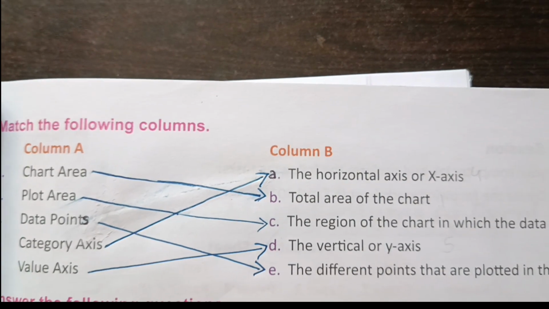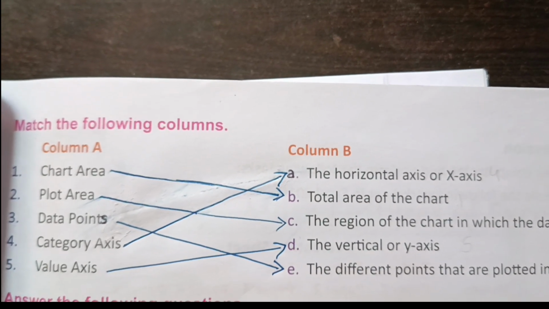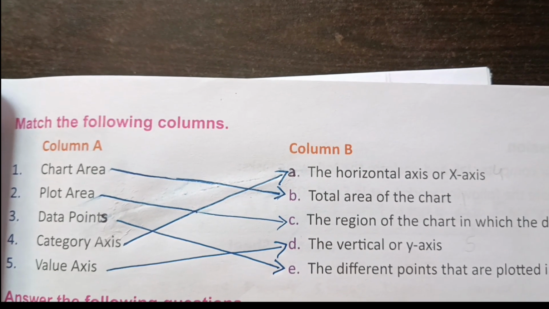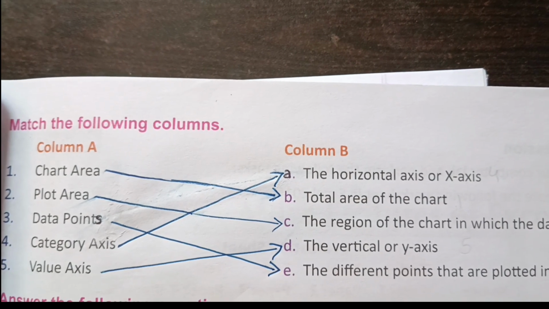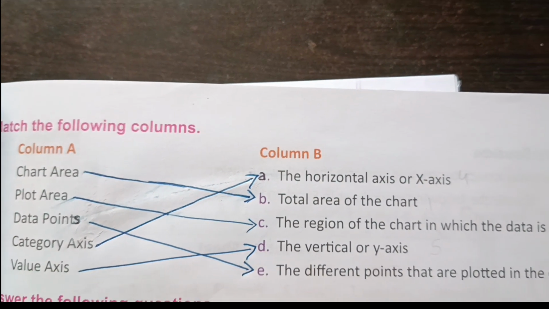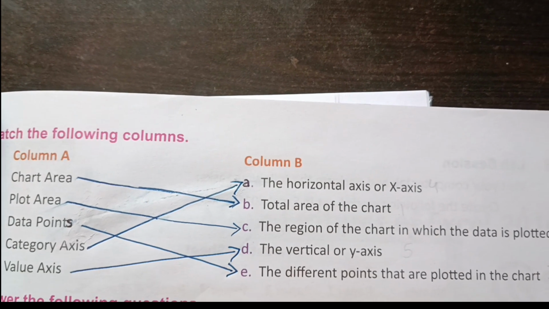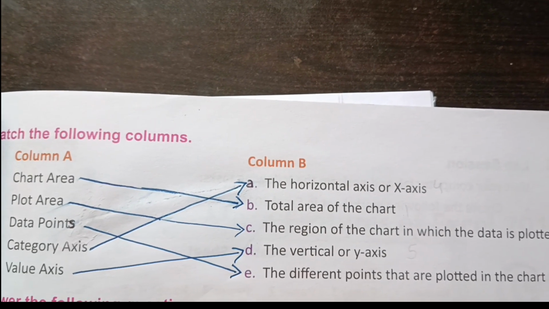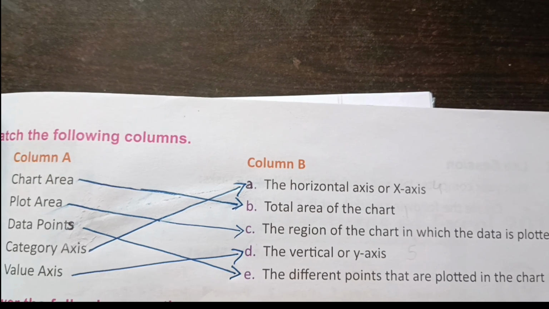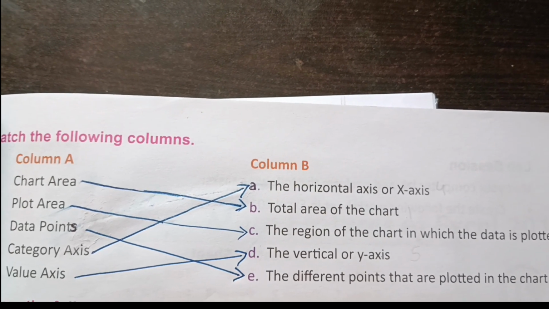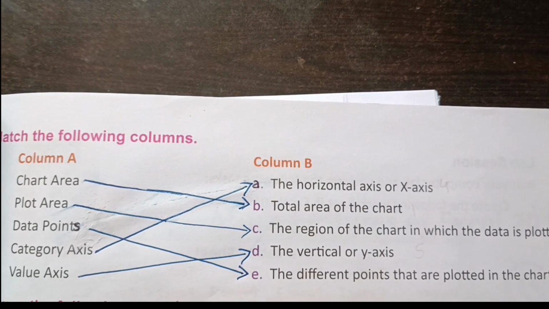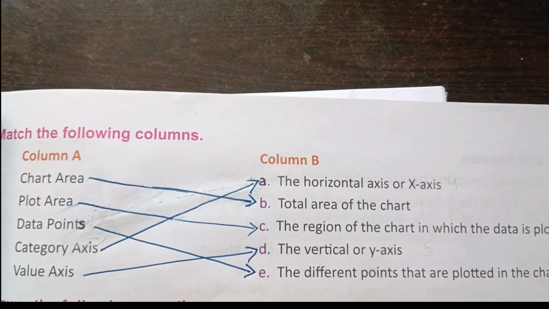So you can see I have already matched it for you. You can note it down. Chart area matches with the total area of the chart. Plot area, the region of the chart in which the data is plotted. Data points, the different points that are plotted on the chart. Category axis, the horizontal axis or the x-axis, and value axis is the vertical or the y-axis.